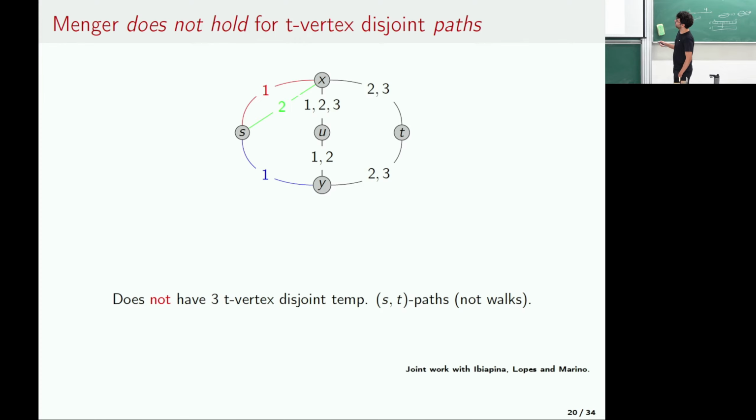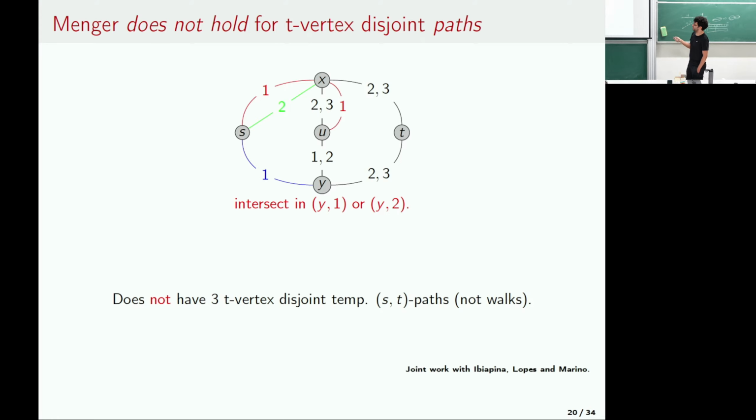Now the red path is in X. How can I extend the red path? I have 2 options. I can go at time 1 to U, for instance. But if I do this, then the only option will be to go through Y, and I will clash with the blue path, because the blue path has to wait in Y anyway.